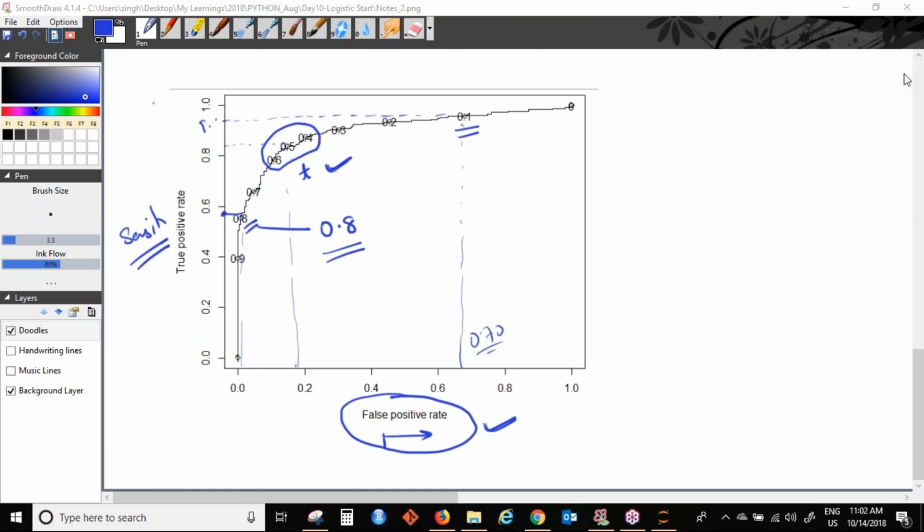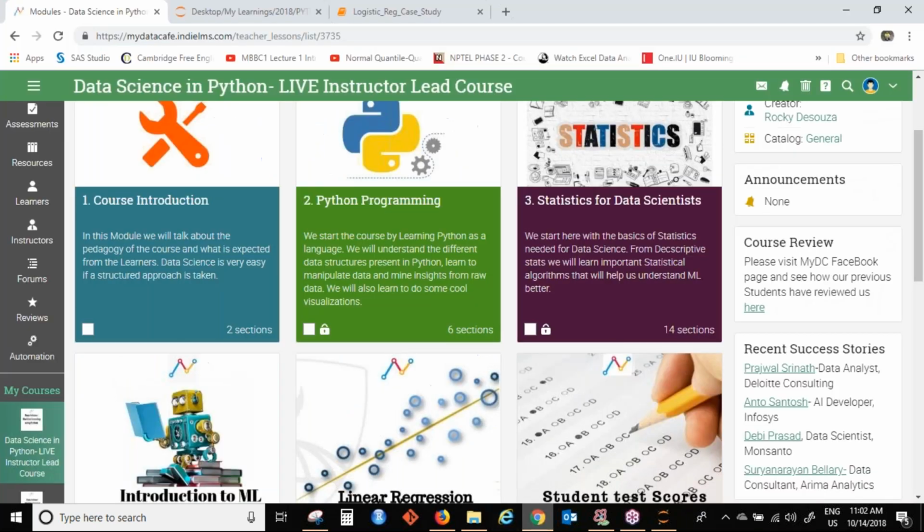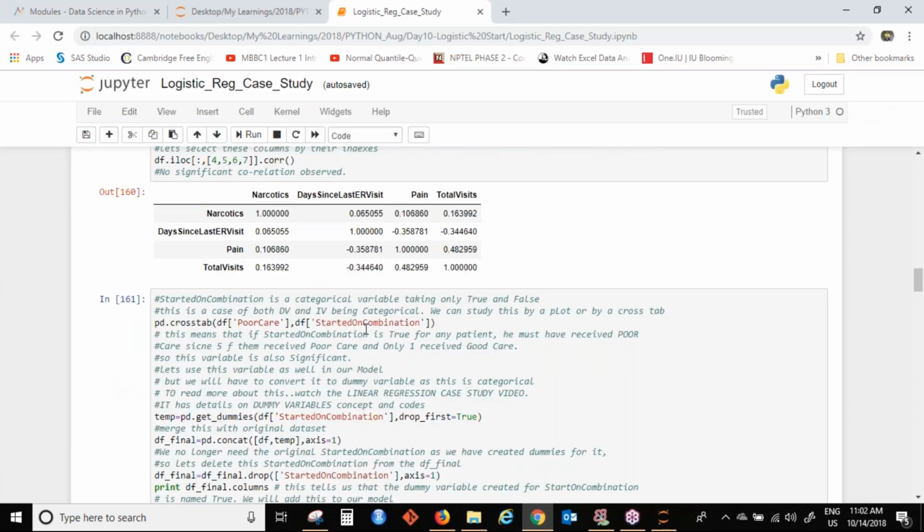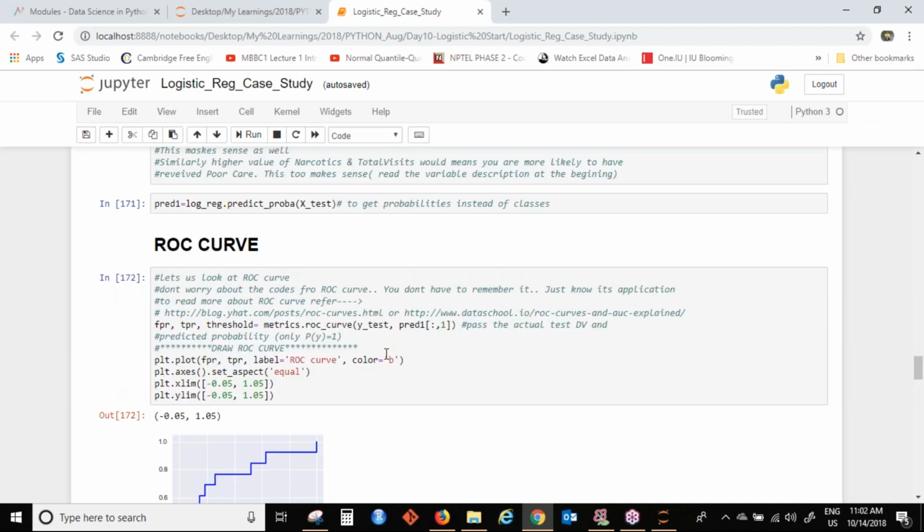Okay, now let us look at how we get this in Python. Let us see how we get the same things in Python. So these are the codes for it. If you see, it is not very difficult.